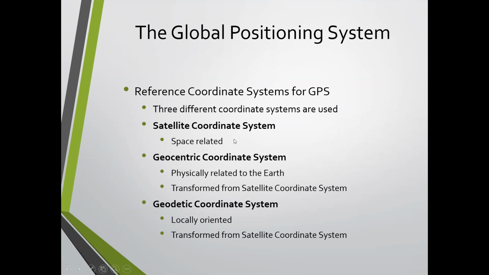So this is your space related. And then this one is your geocentric. This is physically related to the center of the Earth. So that's where we get that type of thing. So the satellites are really working in this system. It's transformed from your satellite coordinate system into this system. And then that ultimately is brought down to your geodetic coordinate system, so locally oriented.